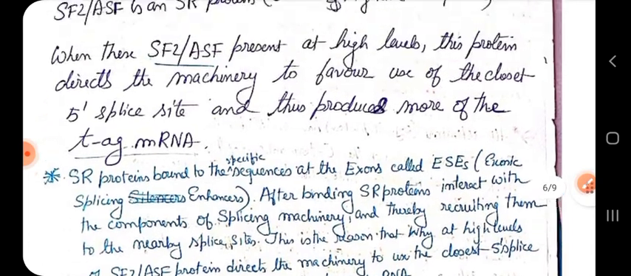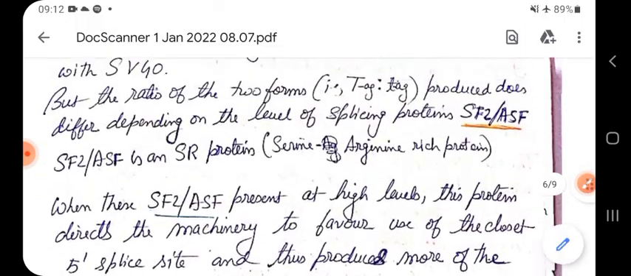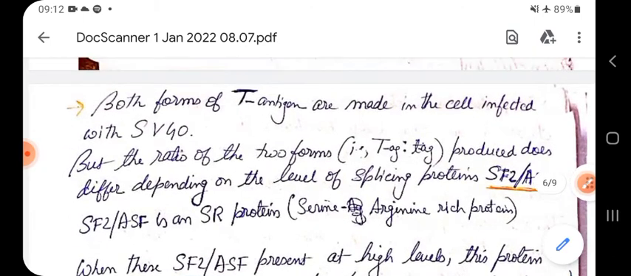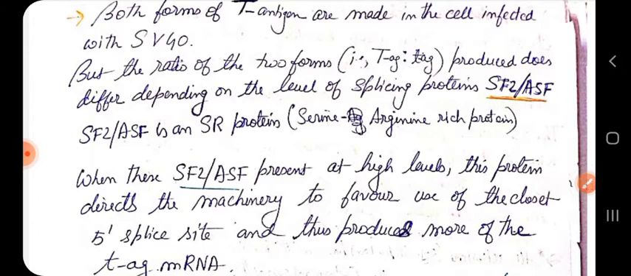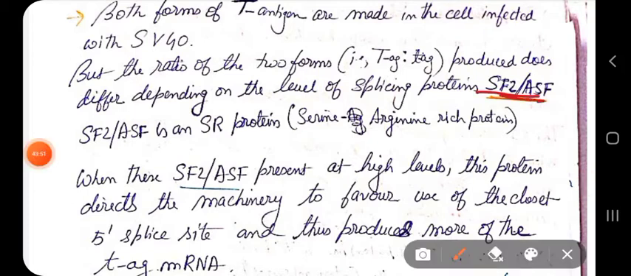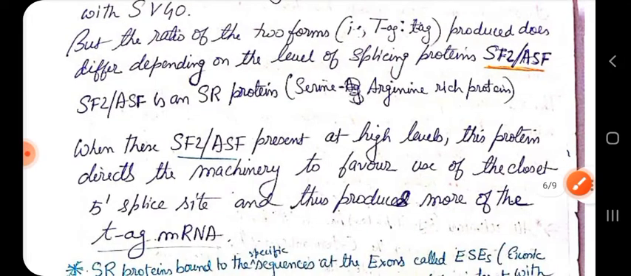Well, these SR proteins, as I said in the last video lecture, so it is saying here that the small T antigen mRNA will be produced more if the level of these serine arginine rich proteins known as SF2 ASF is more, because they will try to use the closest 5' splice site, which is an alternative 5' splice site located close to the 3' splice site.